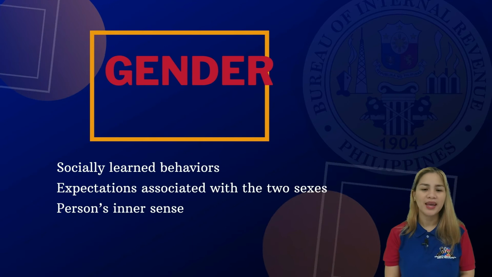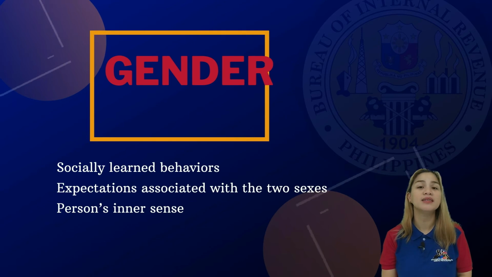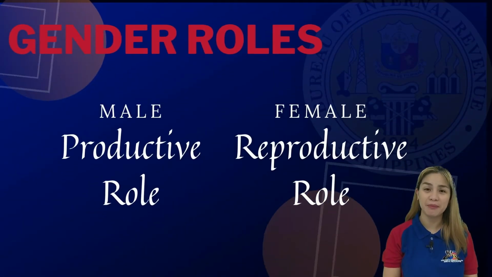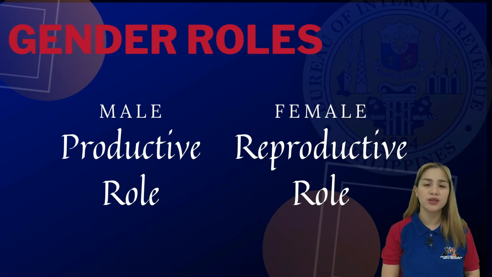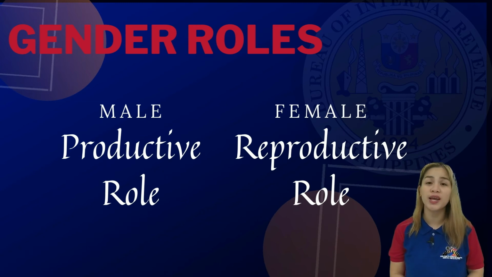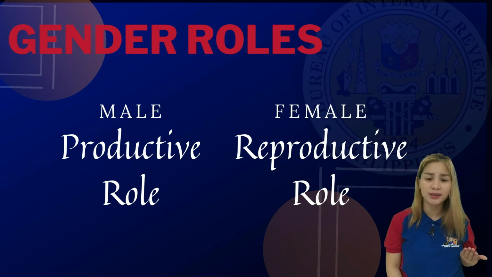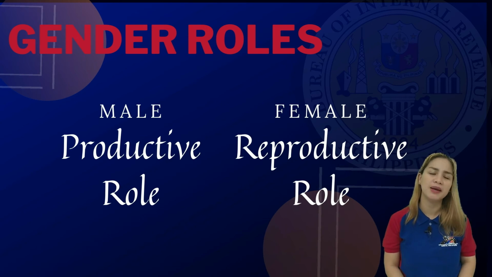What is gender? It is defined as socially learned behaviors and expectations associated with the two sexes, referred to sometimes as a person's inner sense. What are the gender roles as dictated by society? Gender roles for male are those that are productive, while for female are those that are reproductive. Is something wrong with this? Productive roles, mostly associated with men, are paid and are mainly recognized and valued as work due to their economic benefits and advantages. While reproductive roles, mostly associated with women, are unpaid, considered less important, and not counted in conventional economic statistics.